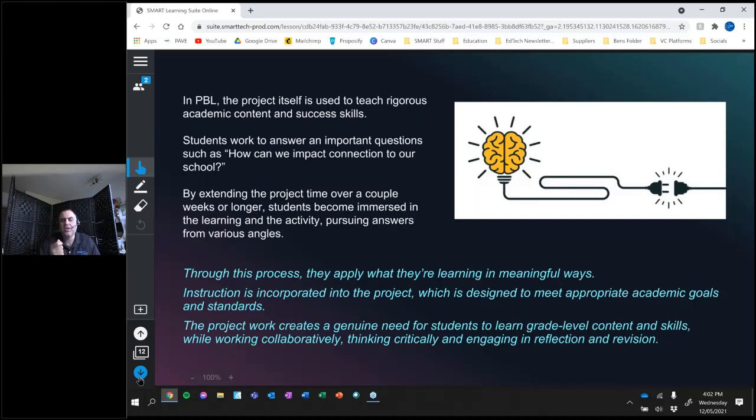And the project work creates a genuine need for students to learn grade level or content skills while working collaboratively, thinking critically, and engaging in reflection and revision. So that's the idea that it's all these different pedagogical approaches wrapped into one great activity.